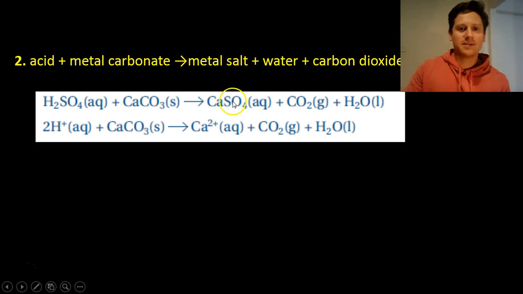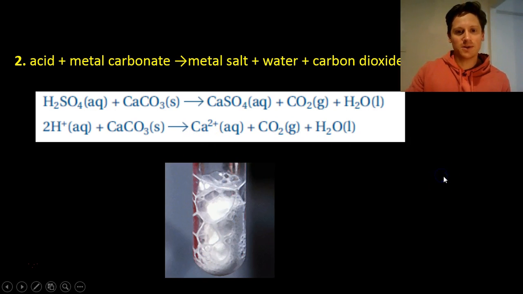You're going to get calcium sulfate, which is your metal salt. You can see here that with the acid, the sulfate is always going to come off and attach to the metal, and that's going to make the salt. You're going to get CO2 plus H2O, so carbon dioxide gas and water. With your ionic equation, again, the acid is only H plus ions, 2 of them because it's H2SO4, and you're going to get calcium carbonate goes to calcium ions, carbon dioxide, and water. Calcium carbonate is a powder, so limestone, like I said, or chalk, and you get that fizzing.